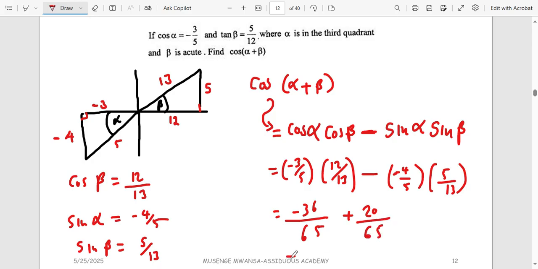Since the denominator is the same, just add the numerators. Negative 36 plus 20 will just be negative 16 over 65. So that is the answer.